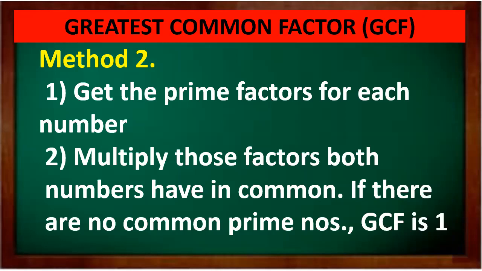Okay, sa prime factorization po, meron na din po tayo nakagawa ng video on prime factorization. Please watch it po para matuto po kayo sa mga methods on finding the prime factors of a given number. The second step in method 2 is you have to multiply those factors both numbers have in common. So, if there are no common prime factors, therefore, the greatest common factor is 1. Ito yung mga methods natin na pwede natin gamitin.